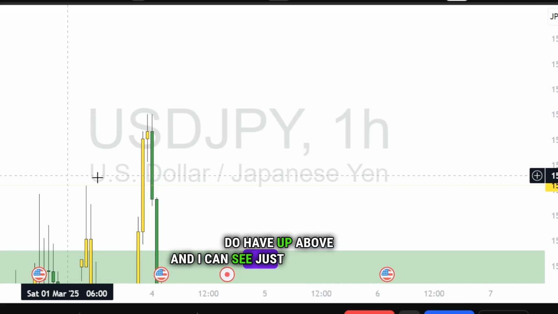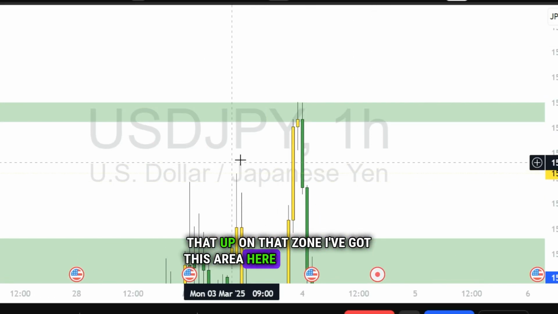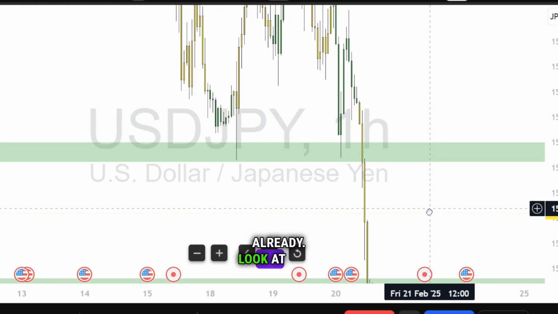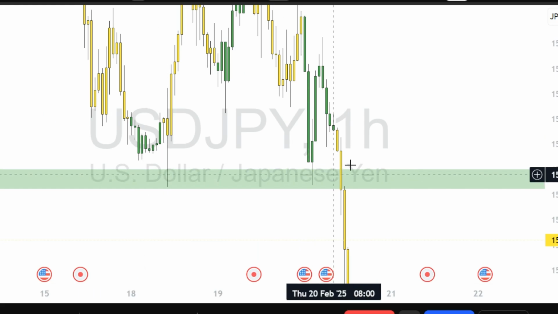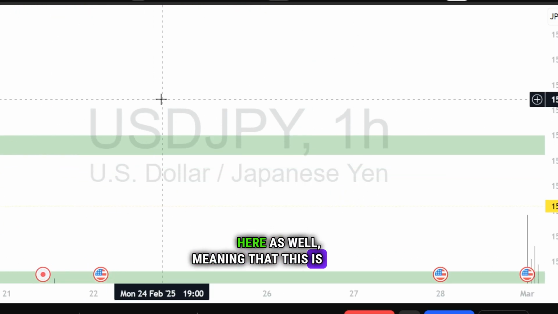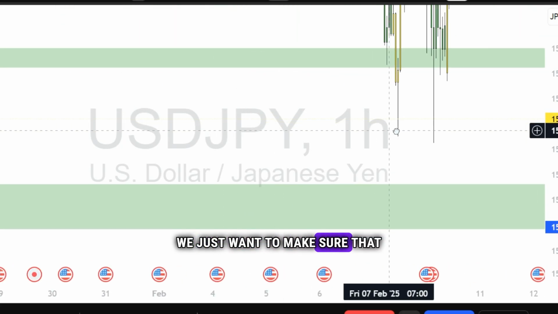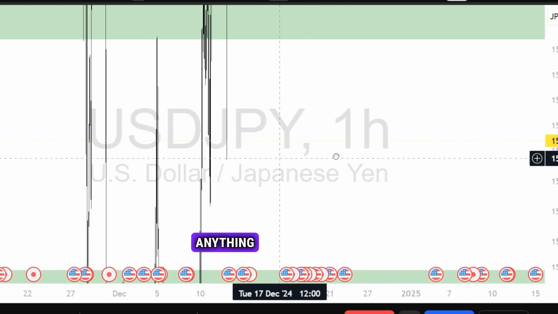And I can see just off an instance that up on that zone I've got this area here that we had marked out, which lines up perfectly already, look at this, with the green US zones in here as well, meaning that this is a very likely zone. Now this is a very big gap, we just want to make sure that we account for everything. As such, we'll just see if there is anything down the middle.